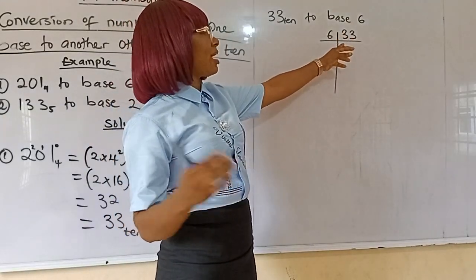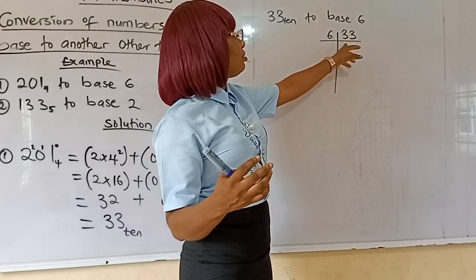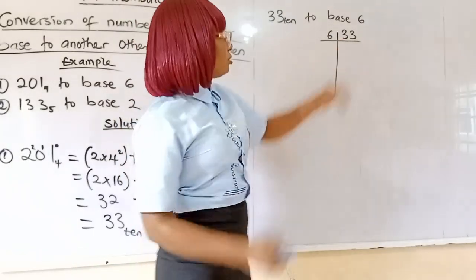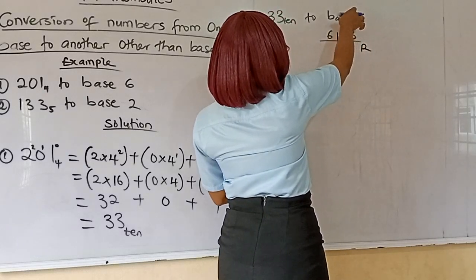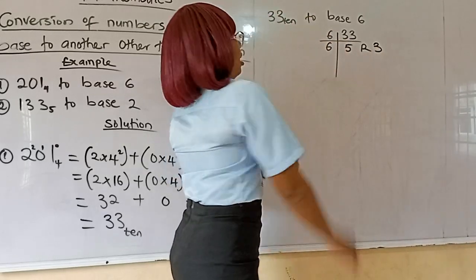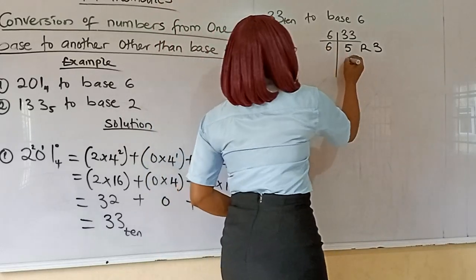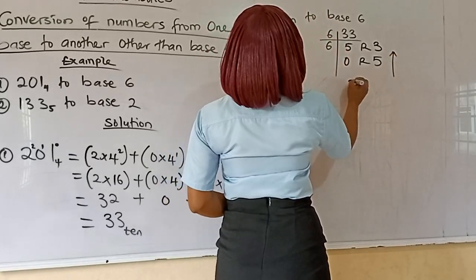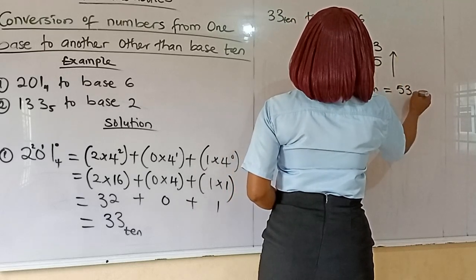As you are counting in the times table, you pay attention to the number you are asked. 6 times 5 is 30. So that's the one that is closer to this. So it's 5 times. Remember, if you remove 30 from 33, you have 3 left. Here, 6 cannot enter 5, so we say 0 remainder 5. Remember the remainders, and we read it upward. So that means 33 base 10 is the same as 53 in base 6.